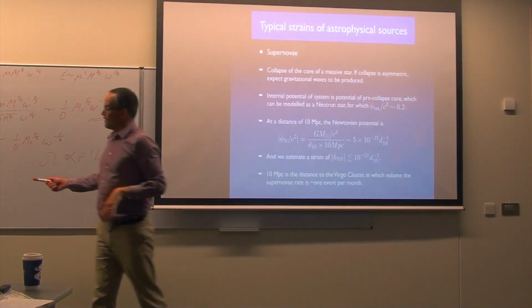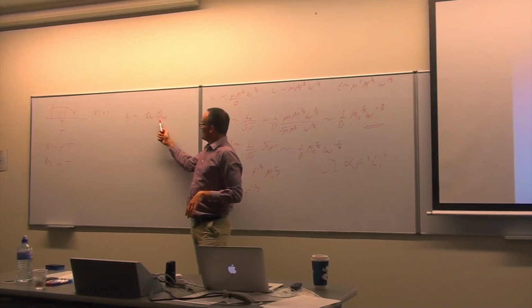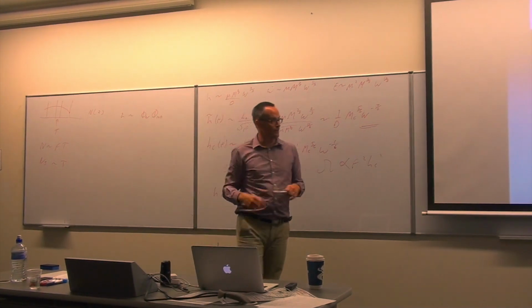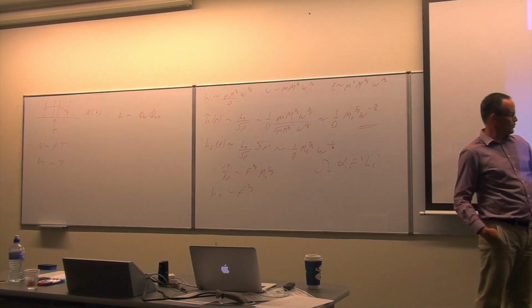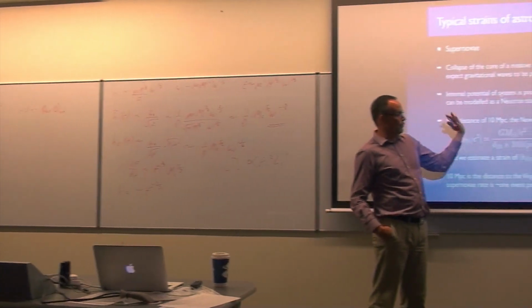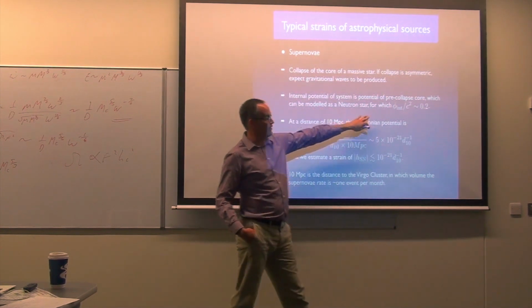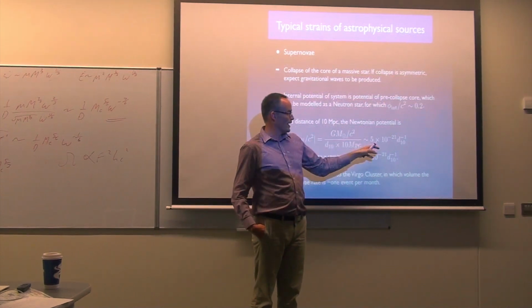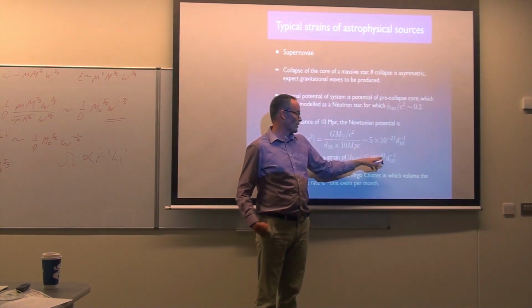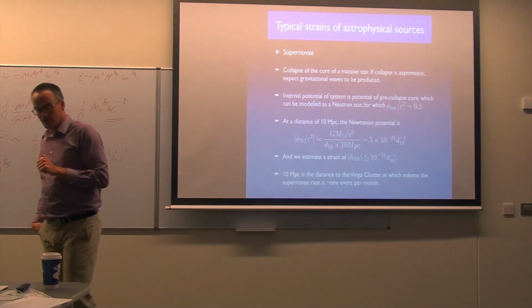And so for this estimate of the strain you could get from a supernova, you take this internal potential and multiply it by the Newtonian potential, which is basically Gm over the distance to the source. If you assume you have a one solar mass star at a distance of 10 megaparsecs with this kind of internal potential, then the maximum strain you could get would be of order 10 to the minus 21 at that distance of 10 megaparsecs.